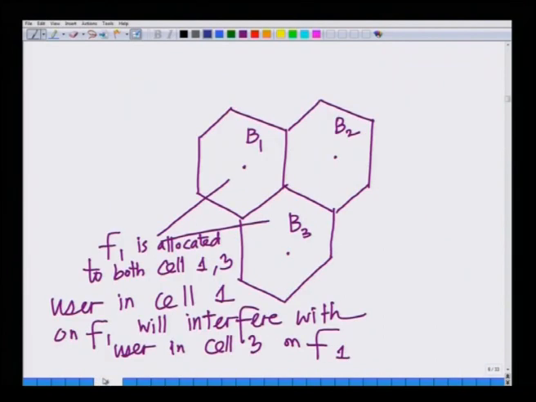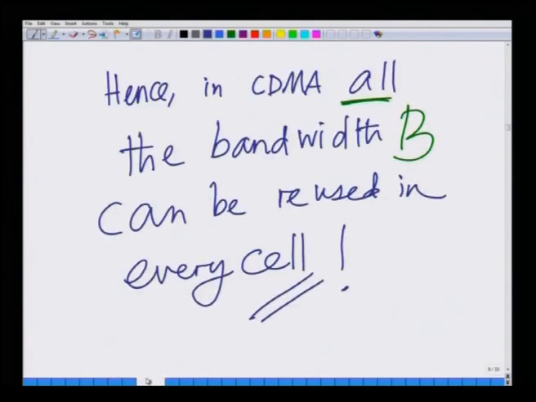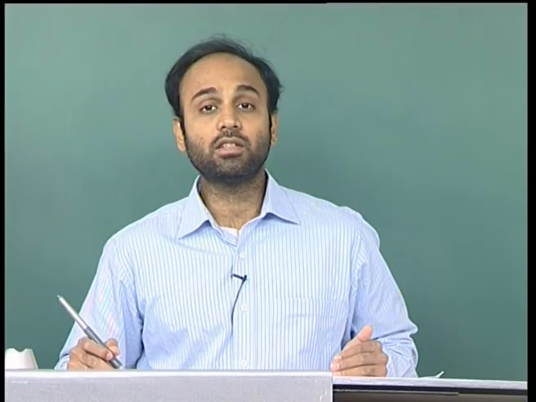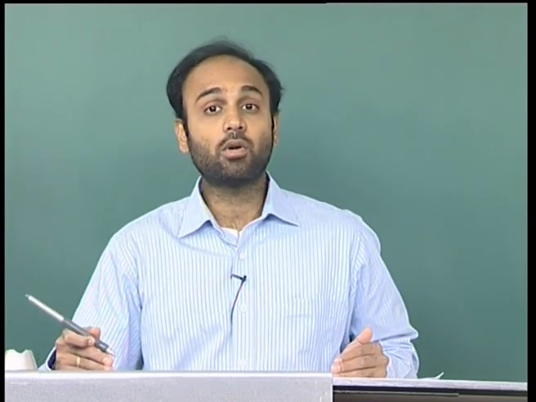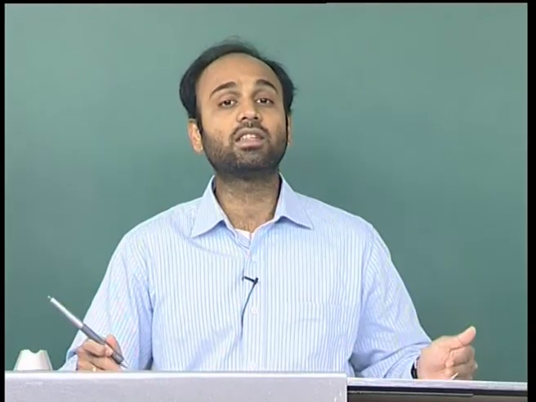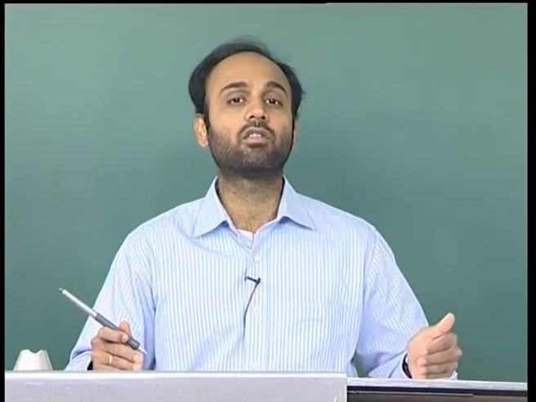Look at the GSM system. In GSM, we said only 1/7 of the bandwidth can be used in every cell. In CDMA, the complete bandwidth B can be used in every cell, which means now I have 7 times the bandwidth in every cell. So, I can support 7 times more users in every cell, and that is the biggest advantage of CDMA, because I can reuse the frequency in every cell. Hence, I can support a much larger number of users compared to existing 2G systems.